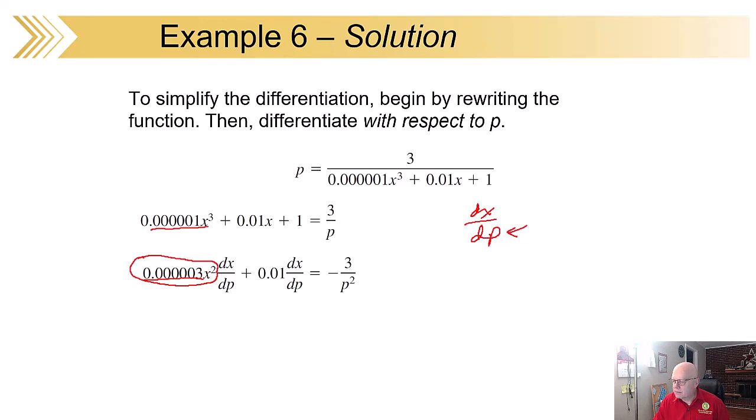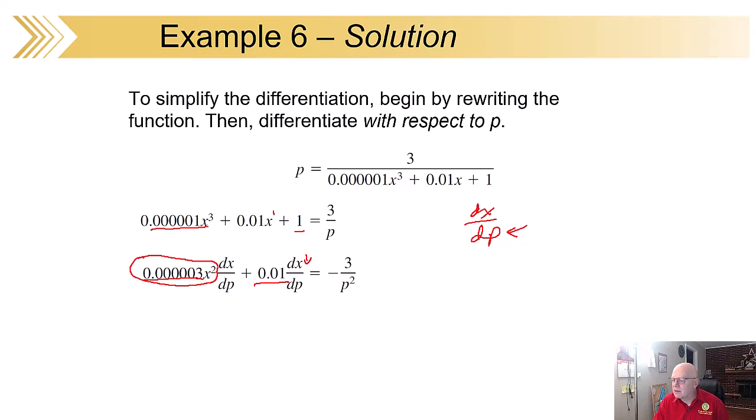Plus, okay, imagine there's a 1 here. 1 times this 0.01, 0.01. Easy. Chain rule, we're differentiating with respect to p, so this becomes dx/dp. If this were p, then we would have dp/dp, and we wouldn't need it at all. Third, the derivative of any constant, 0, so you don't see anything there.